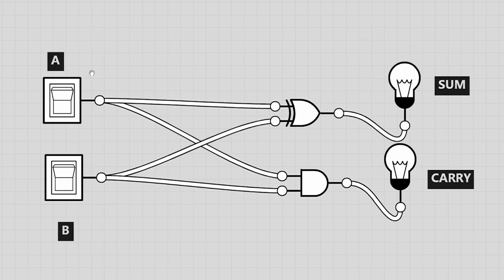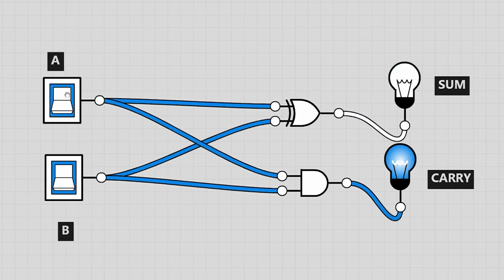From the truth table, when A is 0 and B is 0, the carry will be 0 and the sum will be 0. When A is 0 and B is 1, the carry will be 0, the sum will be 1. When A is 1 and B is 0, the carry will be 0 and sum will be 1. When A is 1 and B is 1, the carry will be 1 and sum will be 0.